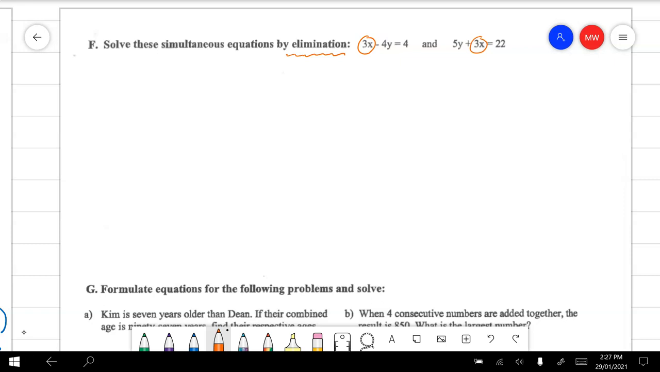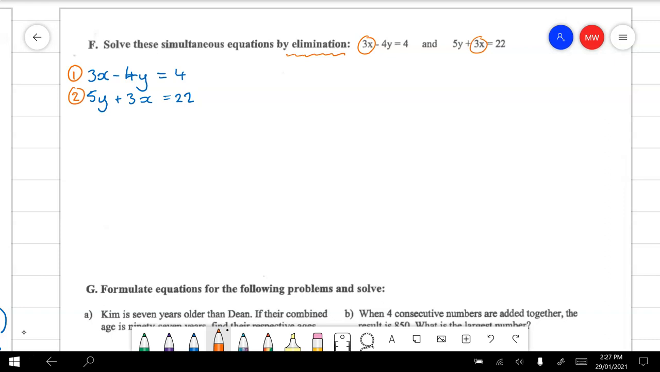So again, just my working out, go and ask another couple of maths teachers how they lay theirs out and see which working out you like the most. But I like to stack mine, so I'll write out my equations. I've got 3x minus 4y equals 4. And I've also got 5y plus 3x equals 22. Next thing I do is I always number them so that I can remember and make myself some notes.